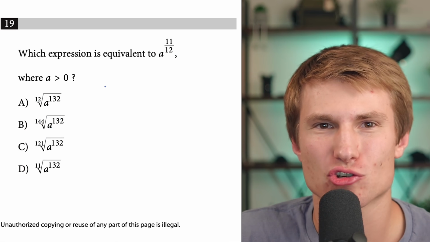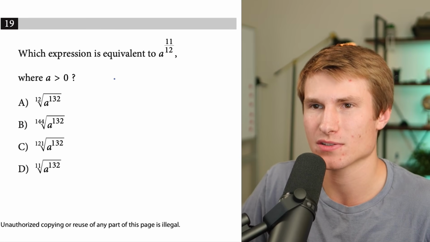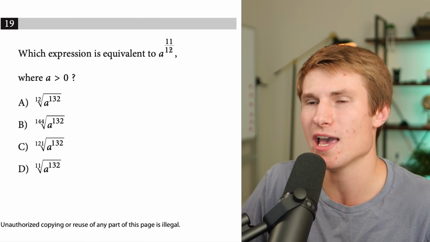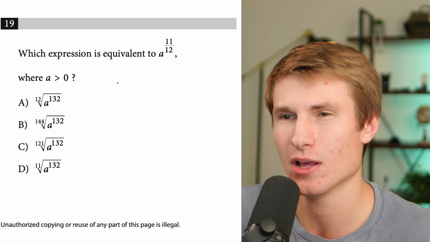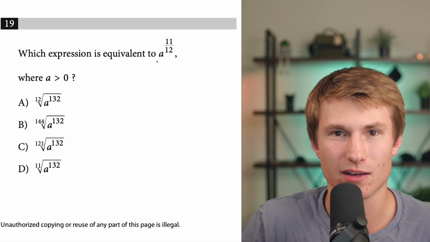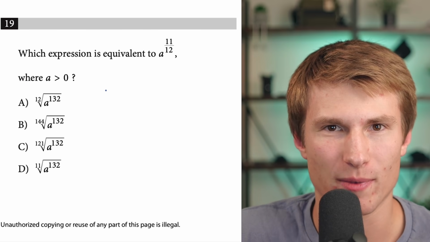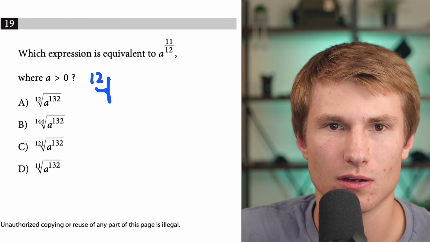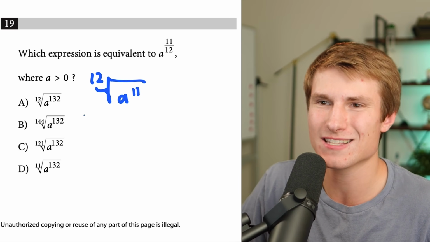Here's how to answer this tricky SAT math question about exponents. The question states, which expression is equivalent to a to the power of 11 over 12 where a is positive? Now, the first thing I would immediately check for is if we have a to the 11 over 12 just rewritten in the same format, which would be the 12th root of a to the 11th power, but we see that that's not the case.